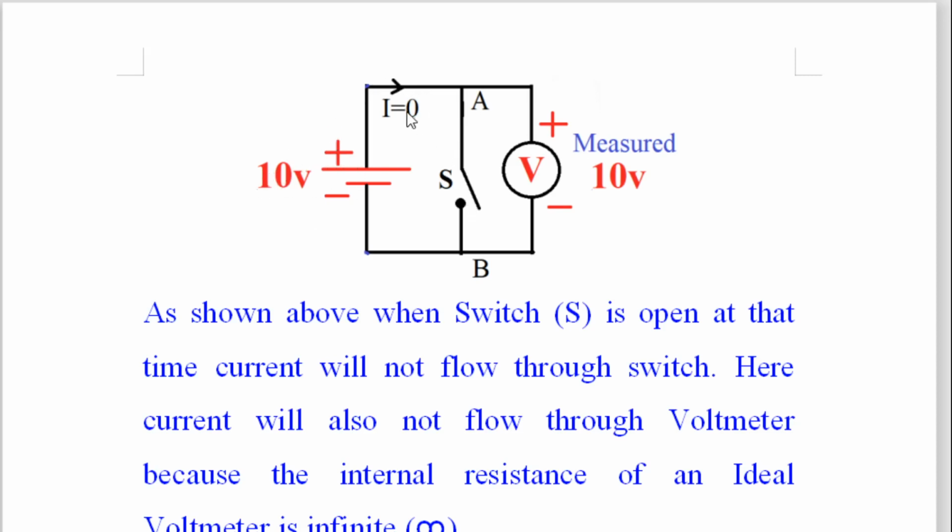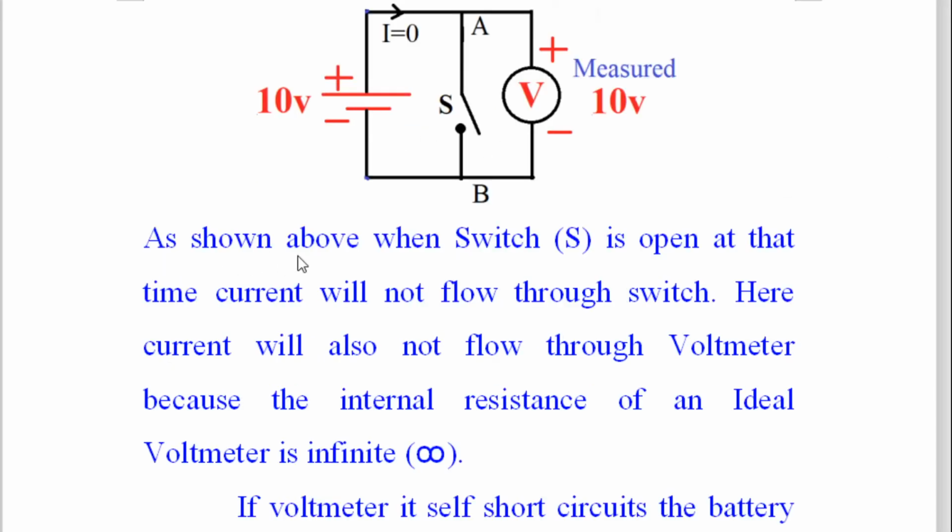Yes, open. Now does current flow through an open switch? No, current will not flow through the open switch. Current I is equal to 0. So as shown in the above diagram, when switch S is open, at that time current will not flow through the switch. Here current will also not flow through the voltmeter.